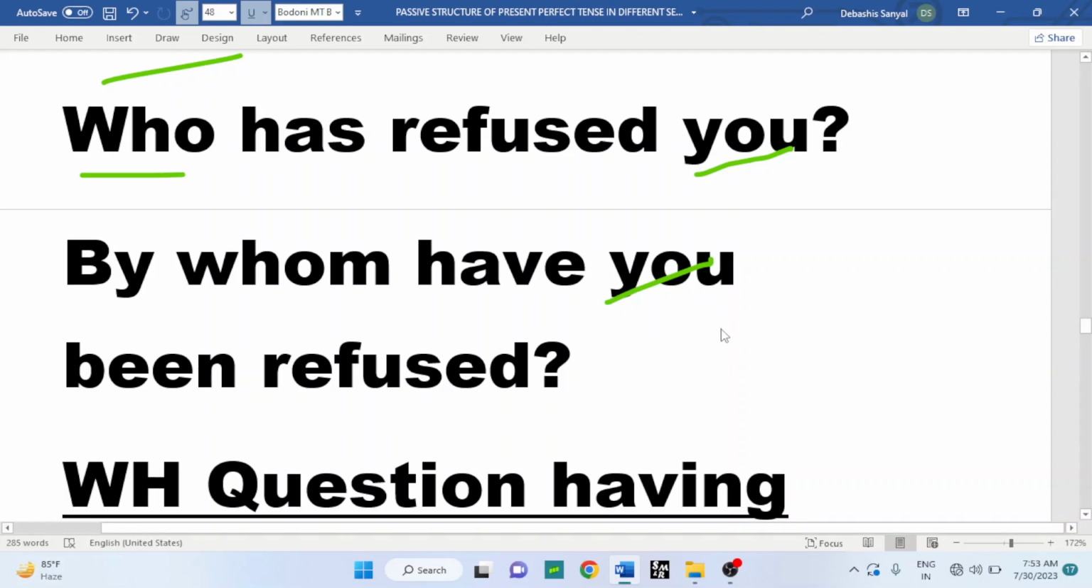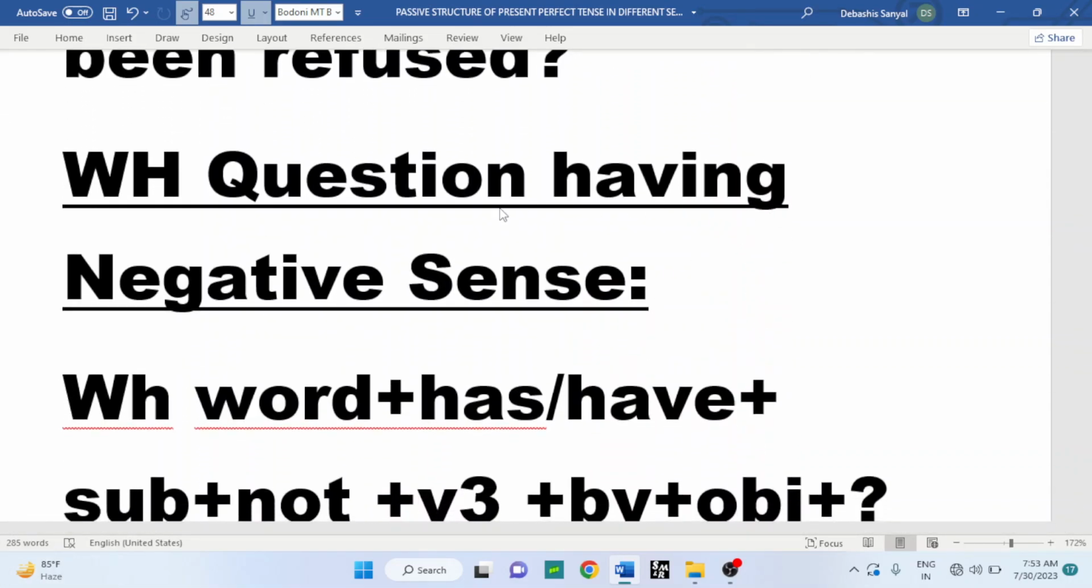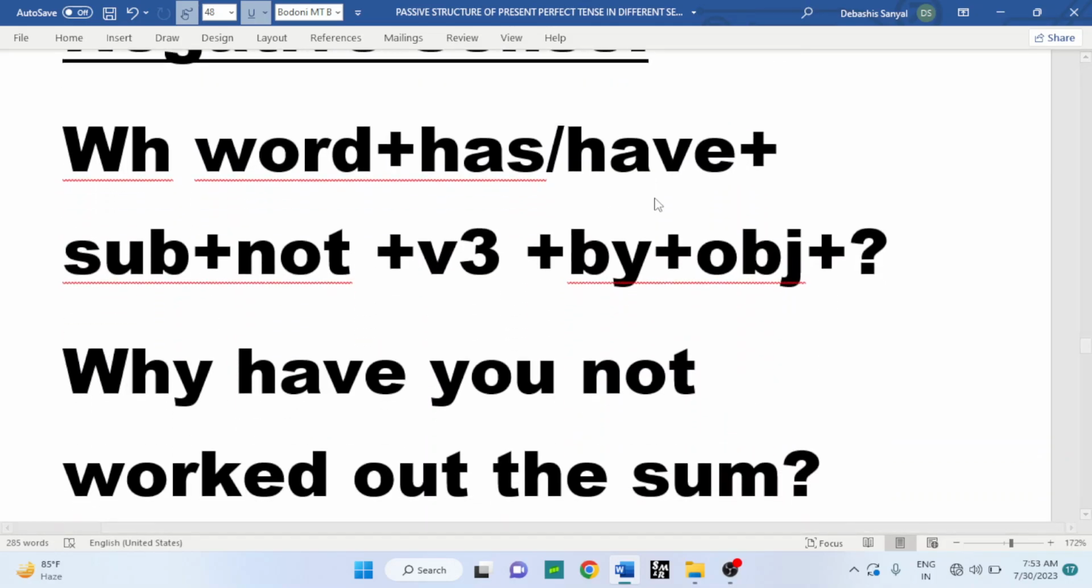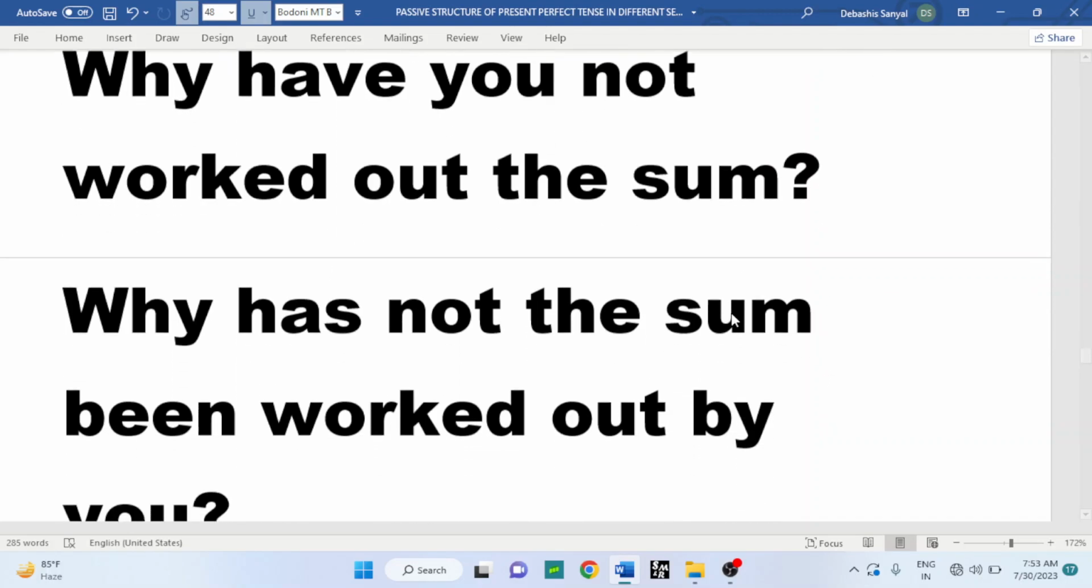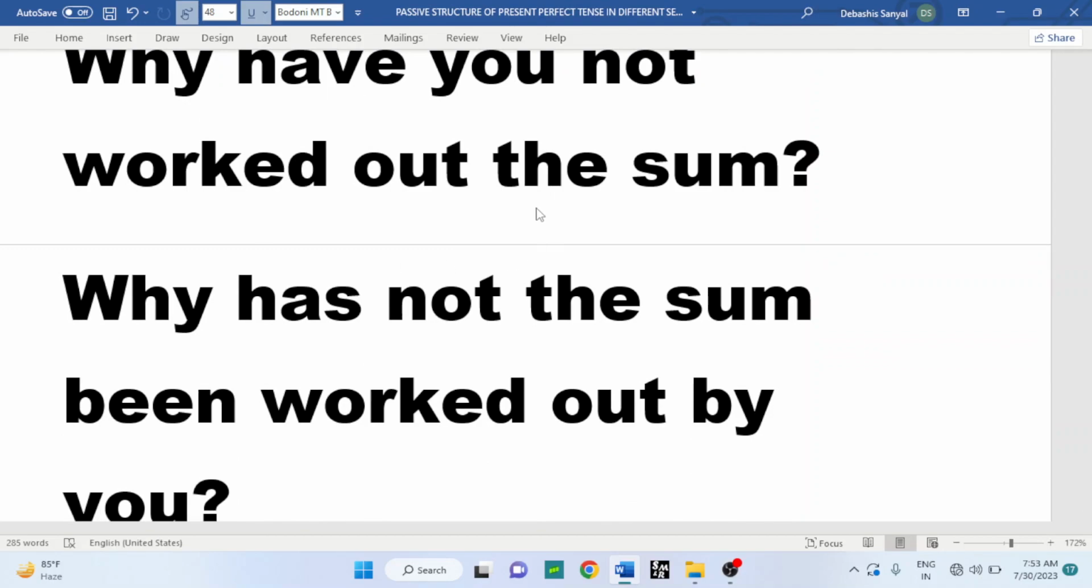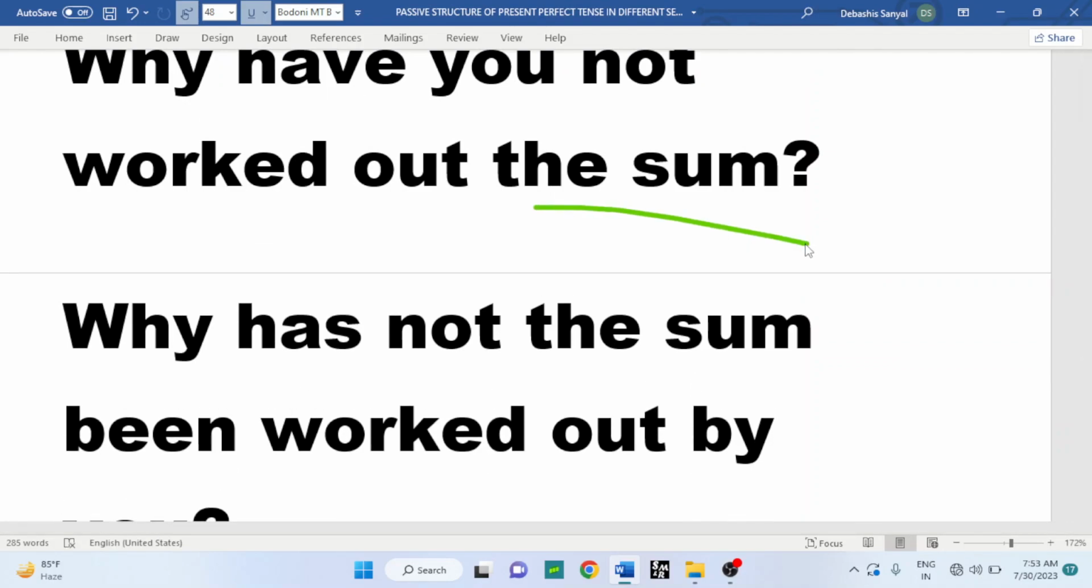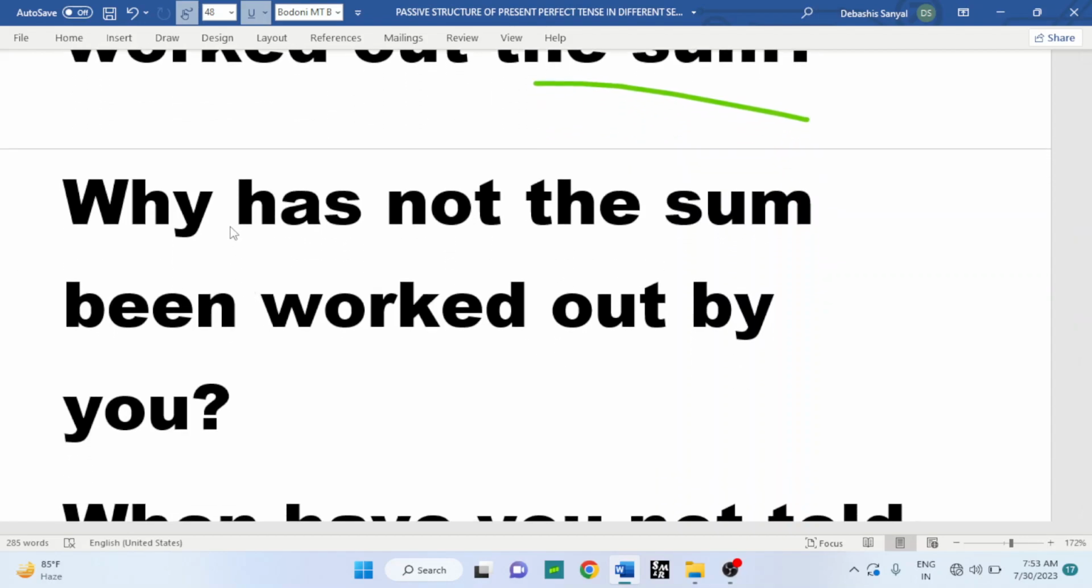Next, W is question having negative sense. W is word as have plus subject plus not, third form of the verb, by, object plus question mark. Why have you not worked out the sum? See this one. The sum is the noun and it's the object there and it will become the subject in the passive. Why has not the sum been worked out by you? Not is placed before the subject because the sum is a noun. You remains you.